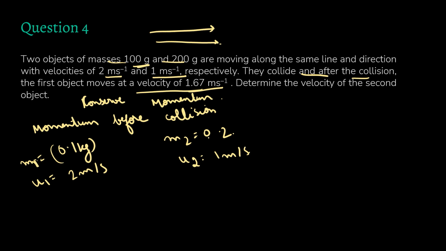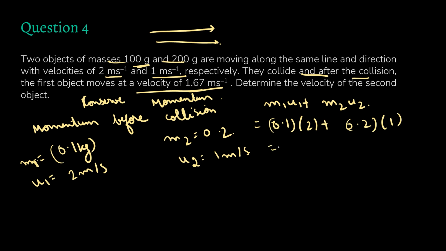So what is your momentum before collision? It is the addition of m1 u1 plus m2 u2. Total momentum before collision is m1 u1 plus m2 u2, which is equal to 0.1 into 2 plus 0.2 into 1, which is equal to how much? 0.2 plus 0.2 is equal to 0.4 kg meter per second.